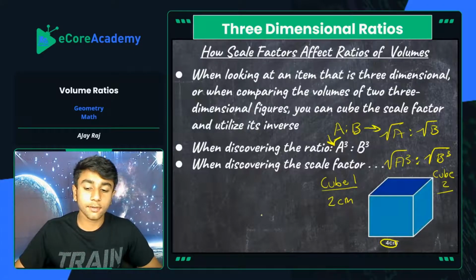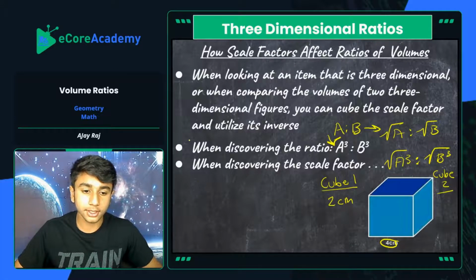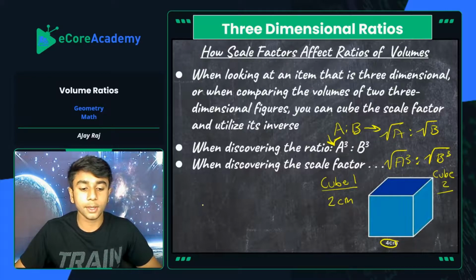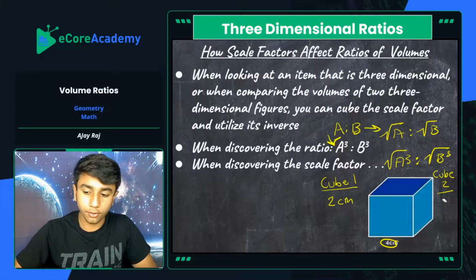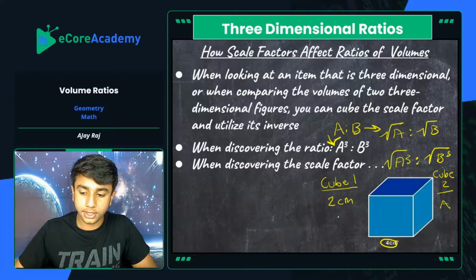Now what we're going to do is discover our volume ratio. Like I said, this is the whole topic that we're building up to today, so pay close attention. Very simple, though, when building off of our area ratios. So we're going to look at our ratio here. We're going to say a cubed to b cubed. So let's name cube 2 as b. Actually, let's name it as a, because we want to move from large to small. So let's name this as a and this as b. And this is our imaginary cube 1. So it's a and b.